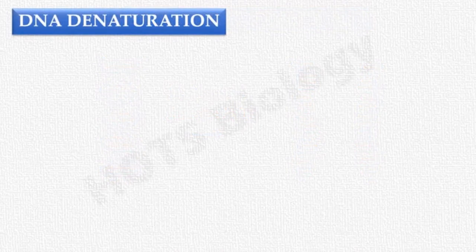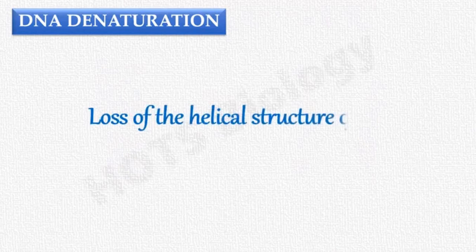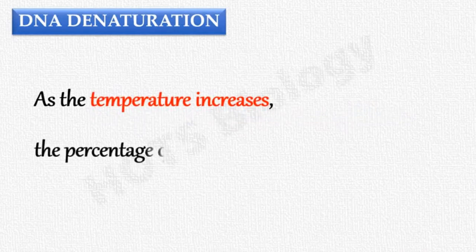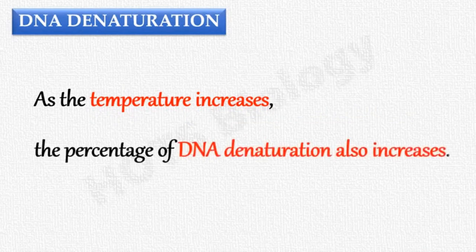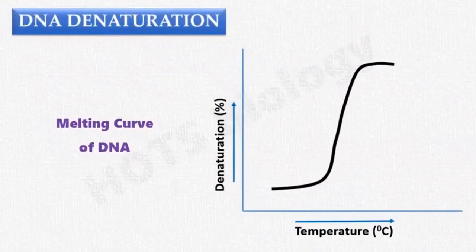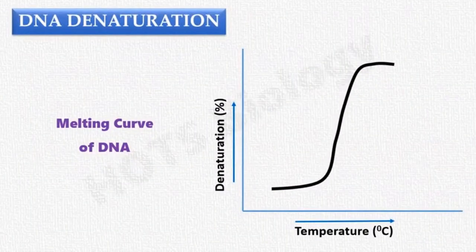Thus, denaturation of DNA is the loss of helical structure of DNA. As the temperature increases, the percentage of DNA denaturation also increases. This can be shown graphically, and the curve obtained is known as the melting curve of DNA.